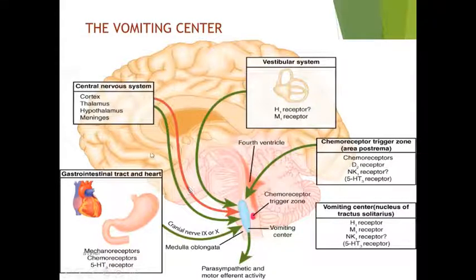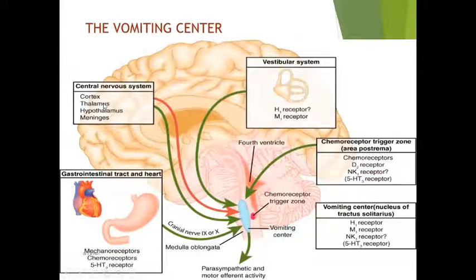And once the vomiting center is stimulated, it can initiate vomiting. Then you also have information that is coming from the central nervous system. The central nervous system could be the cortex, the thalamus, the hypothalamus, or the meninges. In the meninges, maybe there's inflammation there, as in meningitis. It could be some toxins or cytokines that can trigger vomiting. So from the central nervous system, it can also send sensory information to the vomiting center to stimulate vomiting.